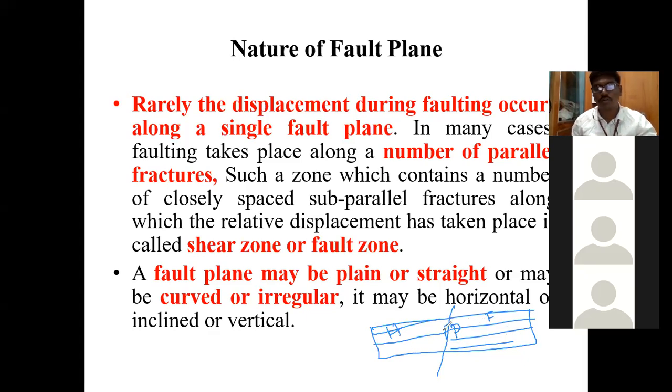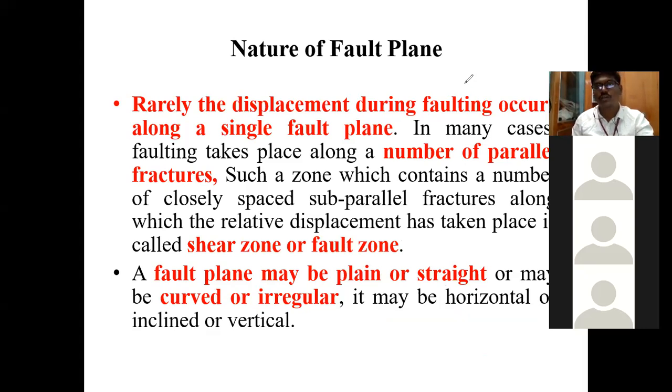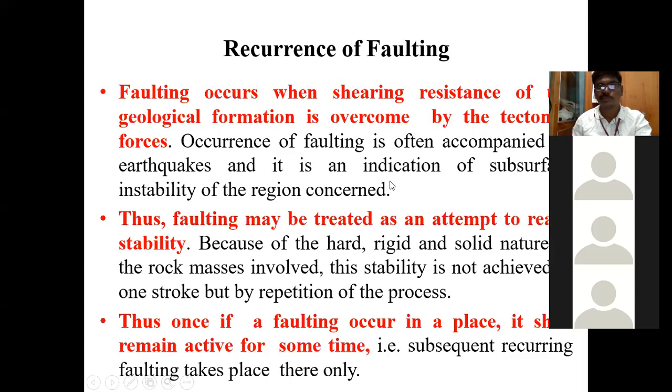So how will the nature of the fault plane be? Would it be straight? Would it be inclined, or would it be vertical? That is all about the nature of the fault plane. And recurrence of the fault plane is all about how the fault is about to occur, as I was saying about the magnitude of fault.